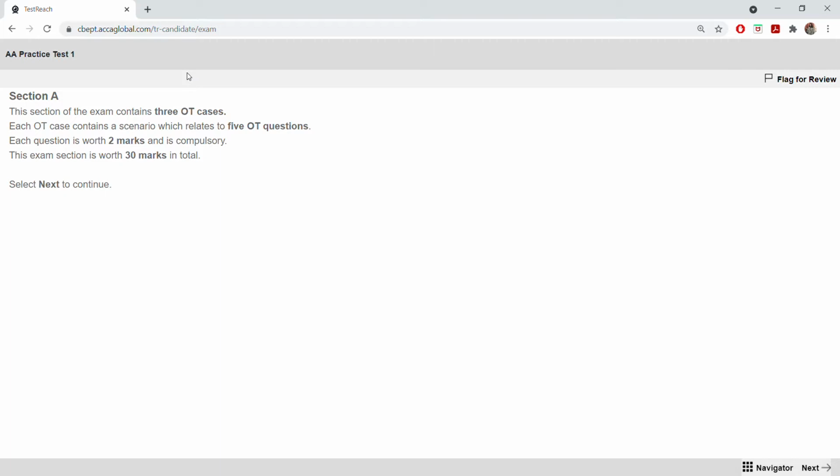But it does not mean that a student cannot pass it at first attempt because others have been failing. So don't compare yourself with someone else. That's the only advice I would like to say for audit and assurance. So let us start with section A.